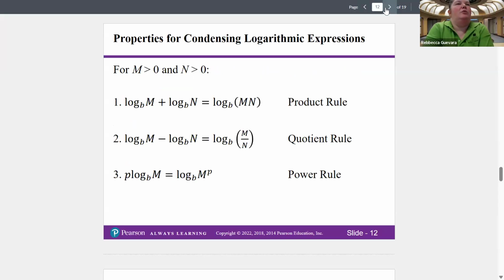Another thing that we want to do is sometimes condense our logarithmic expression. So if we see a log base b of m plus a log base b of n, I can just combine that to log base b of m times n. If I have log base b of m minus log base b of n, I can combine that to log base b of m divided by n. And if I have p log base b of m, I can pull in the exponent, and now it's log base b of m to the p. So we're just taking everything backwards, and now we're condensing.